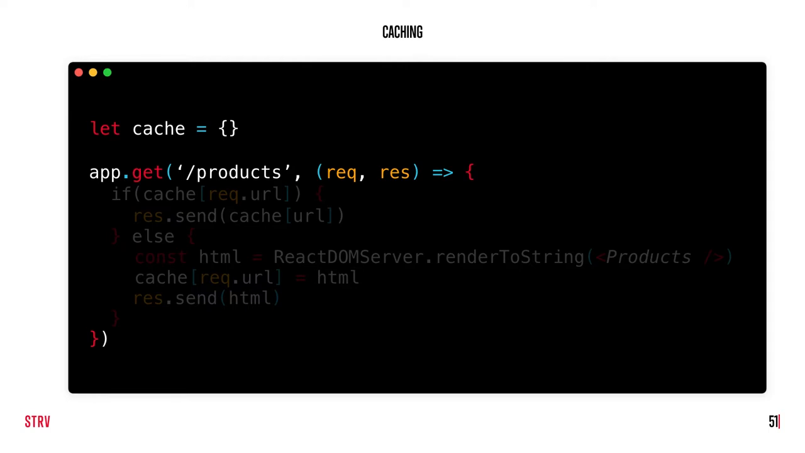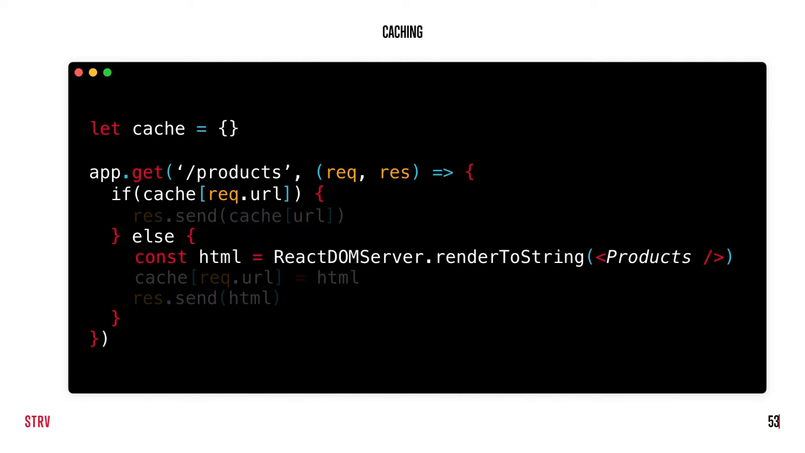let variable. And once the user hits the products endpoint, it's going to check the URL. Do I have this URL in my cache? If it has it, it's going to contain the HTML and it's going to send it to the user. Now let's say, okay, I don't have it, so I'm going to go through the process I showed you before. I'm going to get this HTML, I'm going to store it in my cache for the next request, and now I'm going to send it. It's extremely simple.